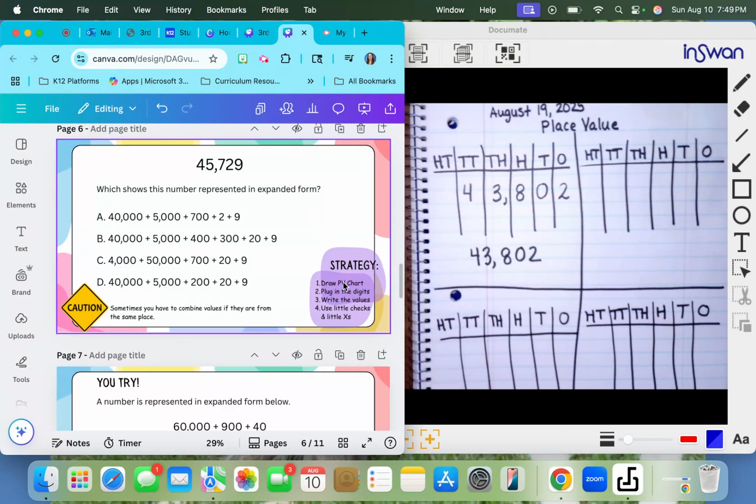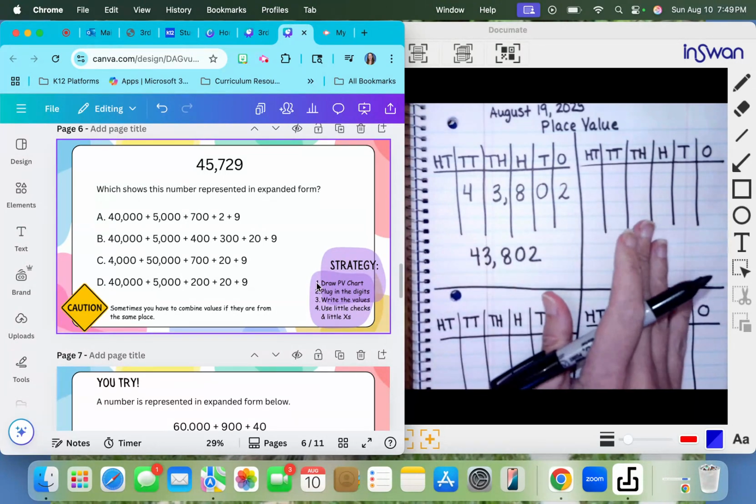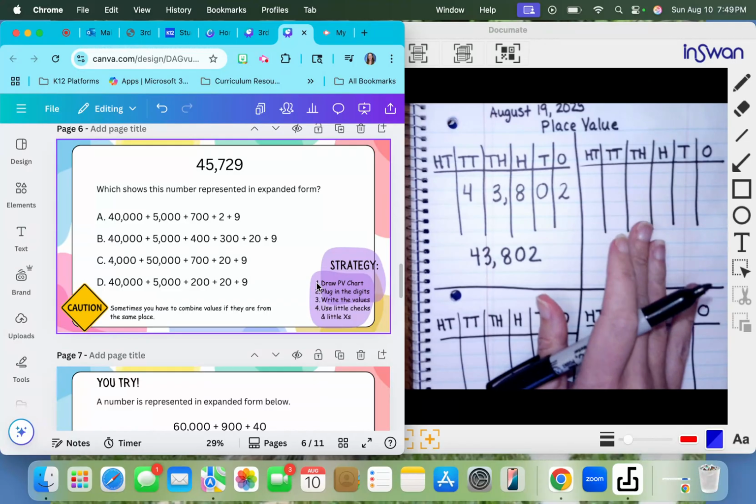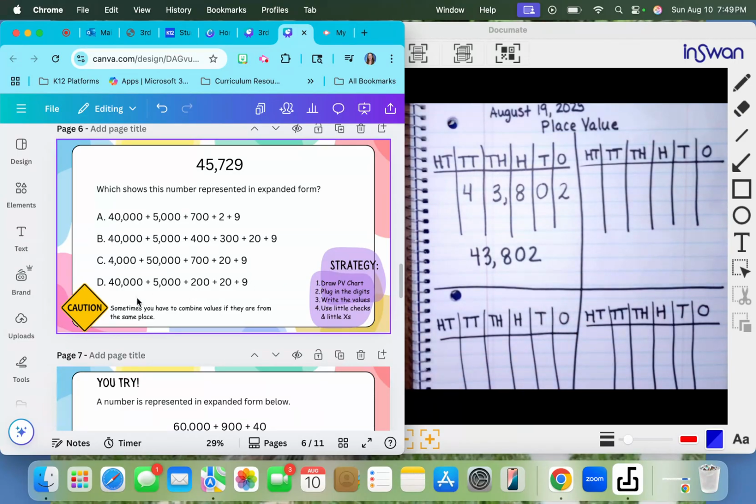So let's take a look at our strategy. Draw a place value chart. We've got one ready. Plug in our digits, then write the values, and then use little checks and little X's to process through the answer choices. Look at our caution sign. Interesting. Sometimes you have to combine values if they are from the same place. I wonder if we're going to run into that with this question. Well, let's get started.